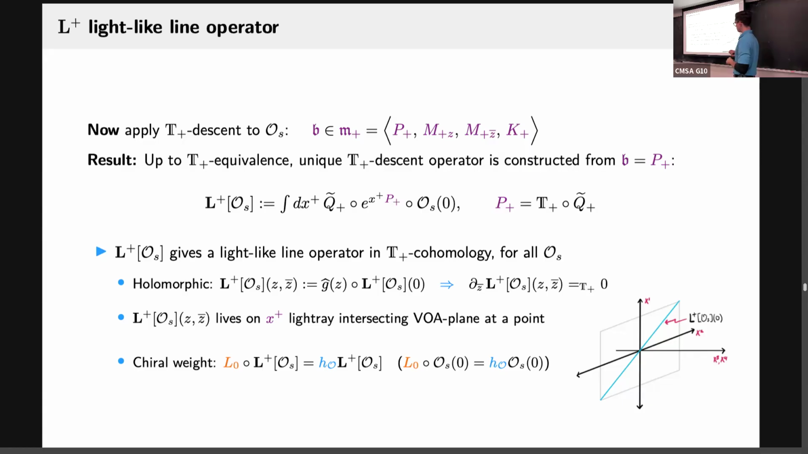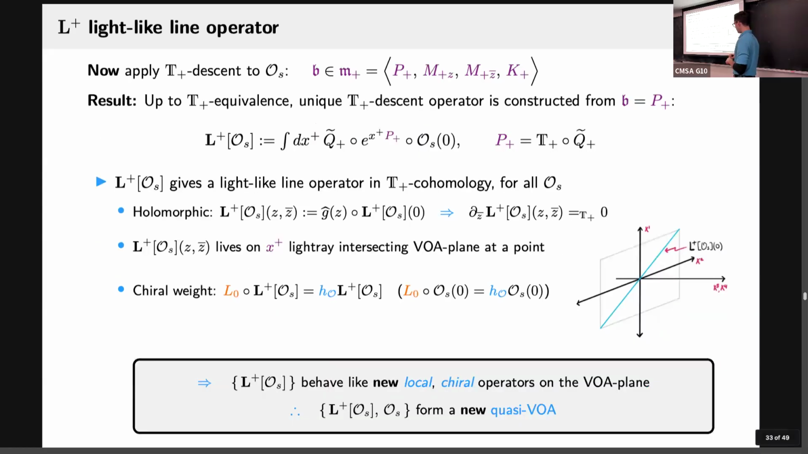And furthermore, in a very canonical fashion, given this definition, you can just check that L plus will satisfy all of these properties that lead us to conclude that at least the set of L plus descent operators on their own are behaving like new local chiral operators in the VOA plane. And so when we combine them with the set of Schur operators, we're going to get some new quasi-VOA.